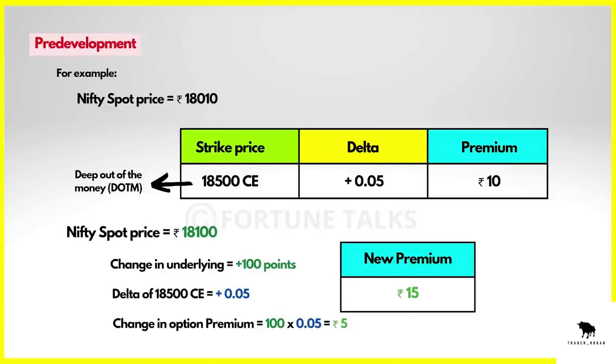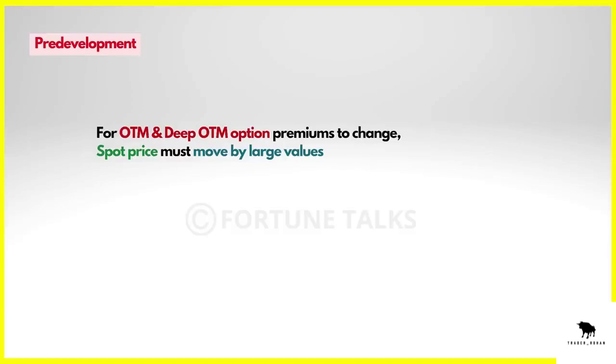Hence the new premium will just be rupees 15. Now this may look like a very small change on an absolute scale, but when you think of it in terms of percentages, then the option has increased 50%. So what is the conclusion that we derive from this observation? Even though deep out of the money options tend to have impressive percentage returns, for such a thing to happen, the spot price has to move by a large value.